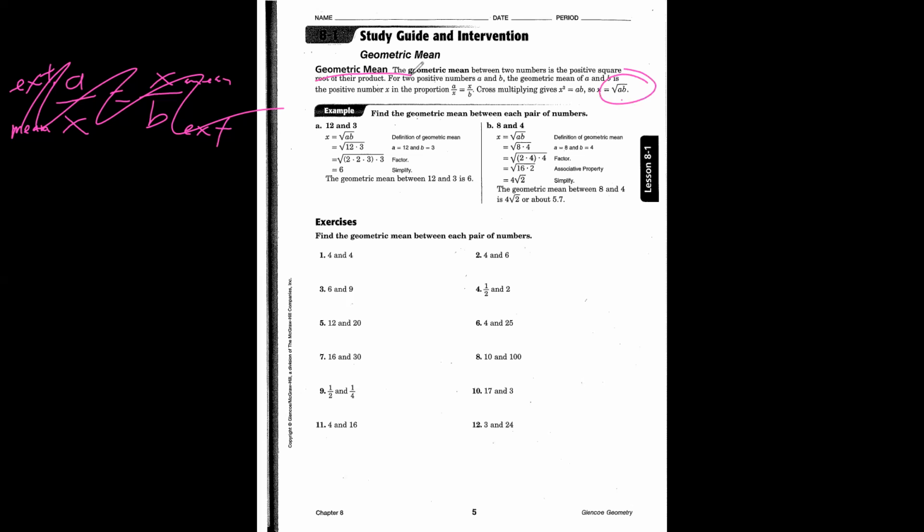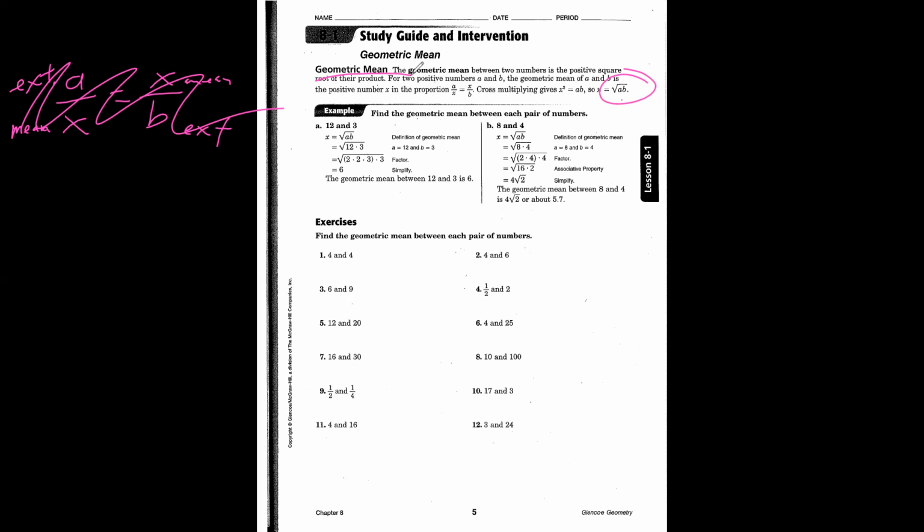And the two examples, notice 12 times 3, we have 12 and 3. They ask for geometric mean. So 12 times 3, and then take a square root. Simplifies down to 6. On this one, 8 times 4, multiply, take the square root. This one simplifies down to 4 radical 2. Again, they're not always going to give you whole numbers. A lot of times you're going to have to leave them as exact values. But let's do a couple down here at the bottom together.